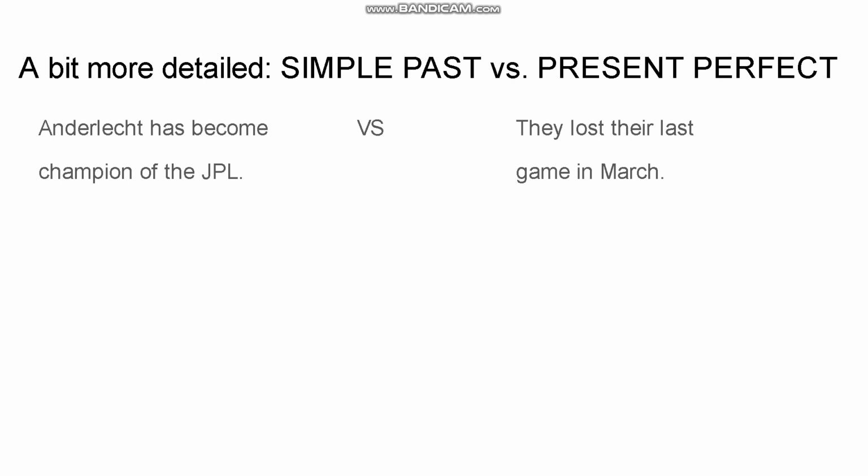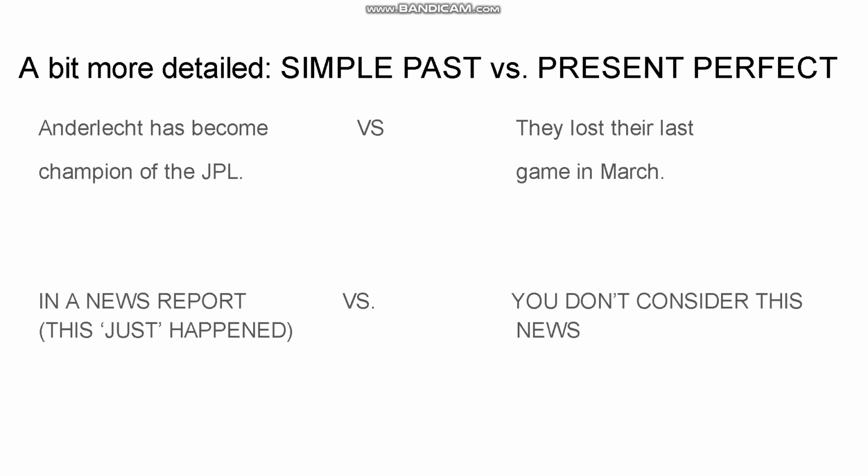If you say Anderlecht has become champion of the Jupiler Pro League, then this is something that just happened when you said it, because it's news. If you continue your news report with they lost their last game in March, this is information that happened a lot more in the past. So that's the difference between present perfect, this is of course not a simple past here, and the simple past you have here.